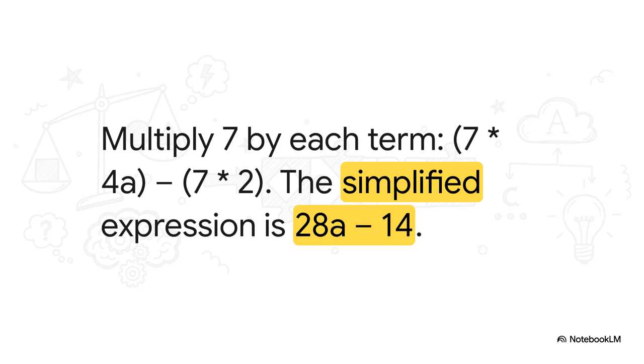First, 7 times 4a is 28a. Then, 7 times 2 is 14. So our simplified expression is 28a minus 14. And notice, the most important part here, the parentheses are gone. Distribution is the key to unlocking them.